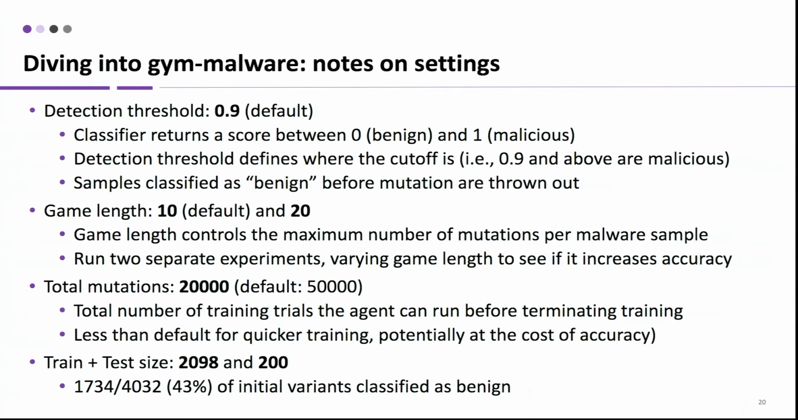So a couple of notes before diving into the results. Some notes on settings. First, gym-malware used a detection threshold. 0.9 was the default. Basically what happens is a classifier returns a score, 0 if it's benign, 1 if it's malicious. The detection threshold defines where that cutoff is. So 0.9 or above, that's malicious. All samples classified as benign before any mutations or perturbations, those are tossed out.